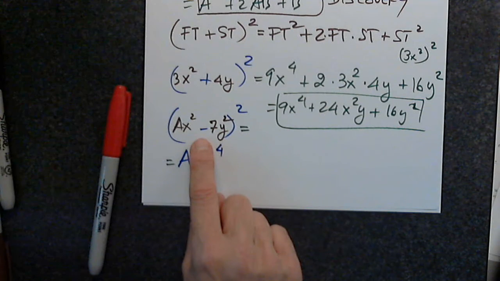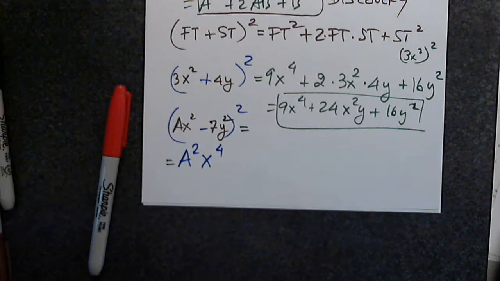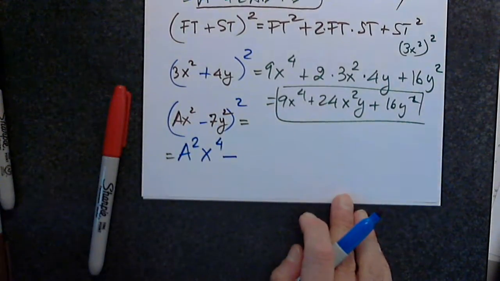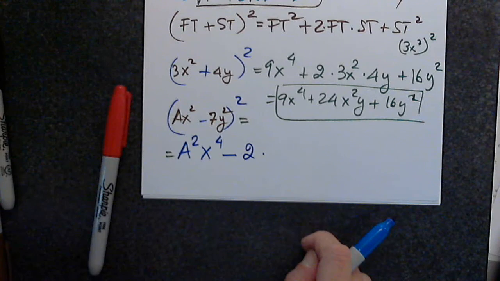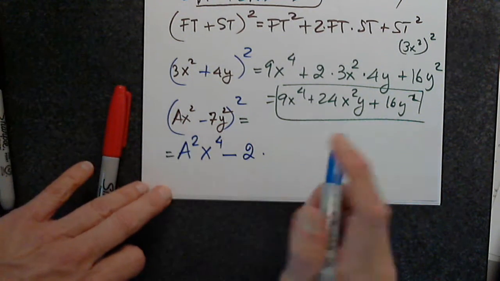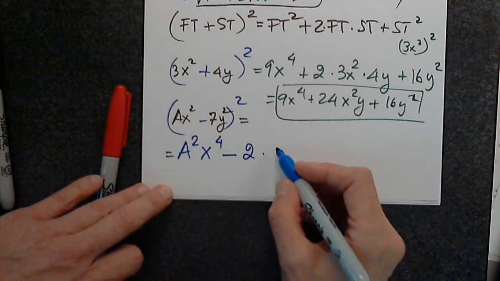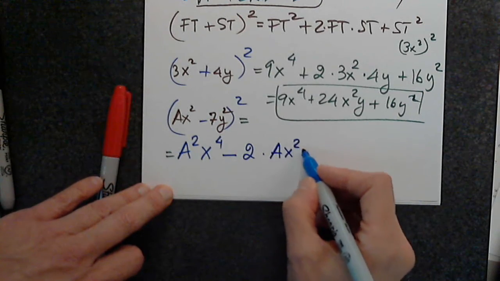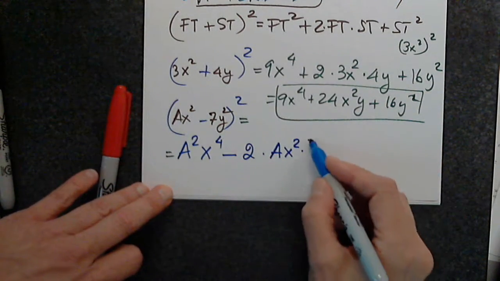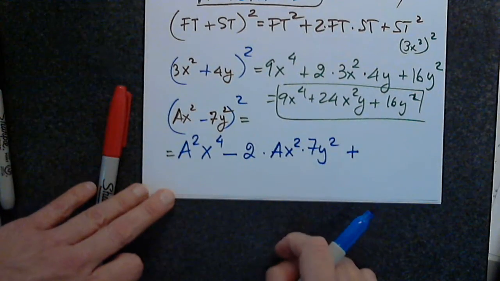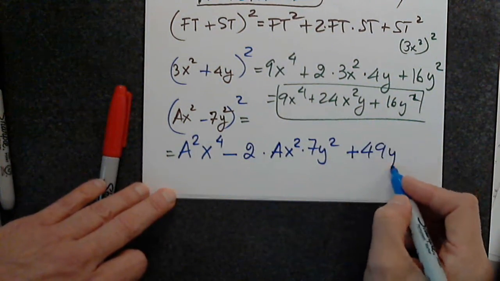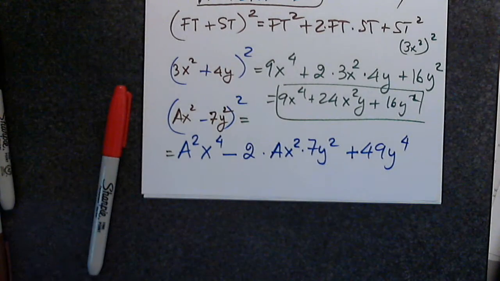Now, what do I have to write? Minus. Then what do I write? 2. Then what do I write? 4 times second term. I have to write, yes. What is it? A x squared. Good. Multiplied by? 7y squared. Very good. And then plus. The last term is always positive. 49y to the 4th. Any questions on this? It's not done yet because we have not simplified the middle term.